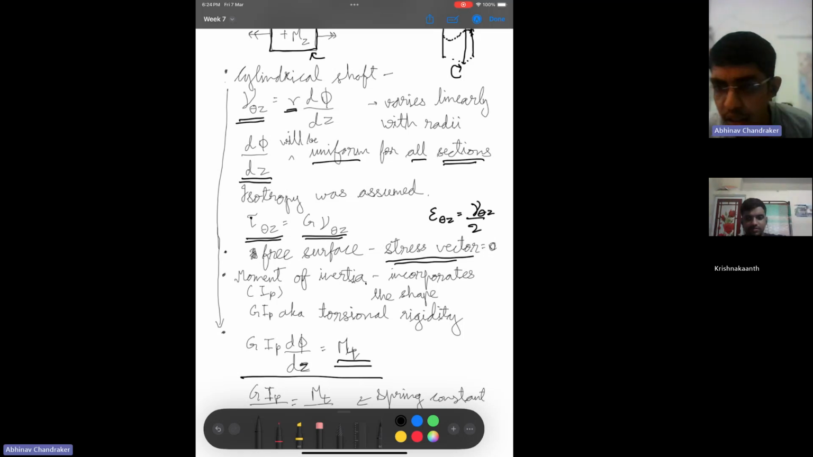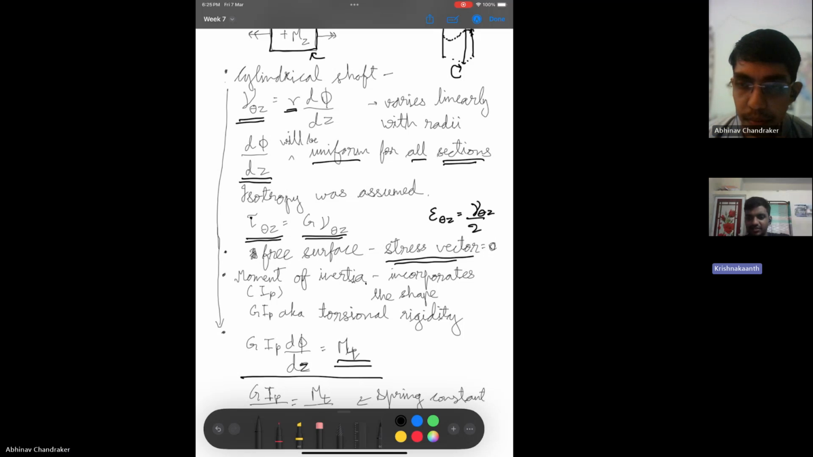You want to say something, Krishnava? Yes, sir, a small doubt here. We are seeing the moment as the same as how we apply pure shear. So is moment and pure shear the same? Like moment and shear stress, are they the same?